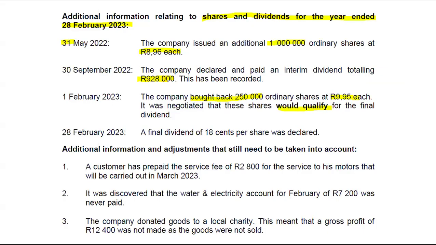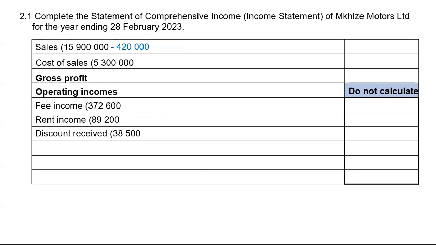Additional information and adjustments that still need to be taken into account. The first one, a customer has prepaid the service fee. Remember, a service fee has three names from grade 9. It is called a service fee, fee income, or current income. I'm going to look at my pre-adjustment trial balance just to see what they actually called it. They called it fee income. So that is the fee income that has been received thus far.